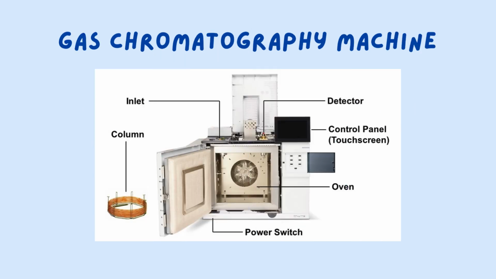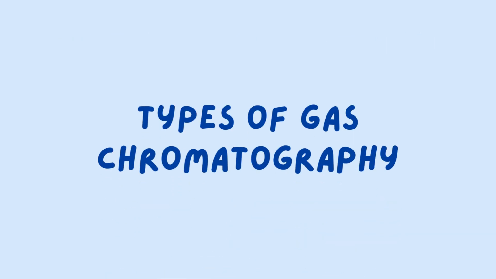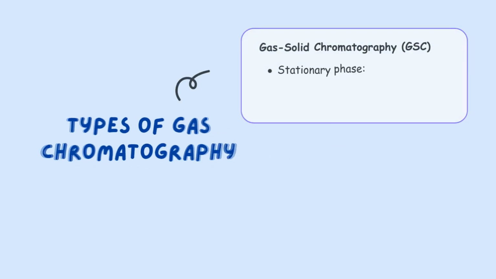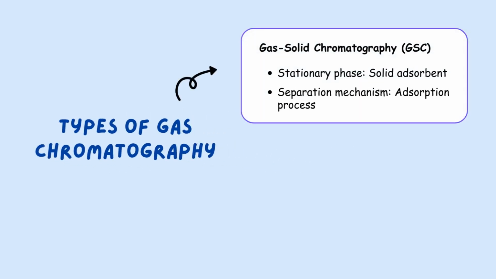Here we can take a closer look at what a gas chromatography machine actually looks like. There are 2 main types of gas chromatography. First, we have gas-solid chromatography, or GSC. In this type, the stationary phase is a solid adsorbent material. The separation mechanism here works through an adsorption process, where components stick to the solid surface.